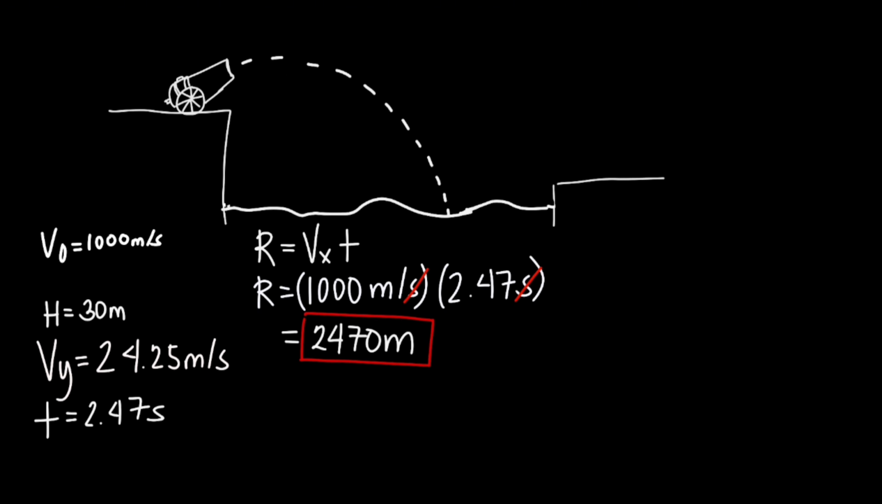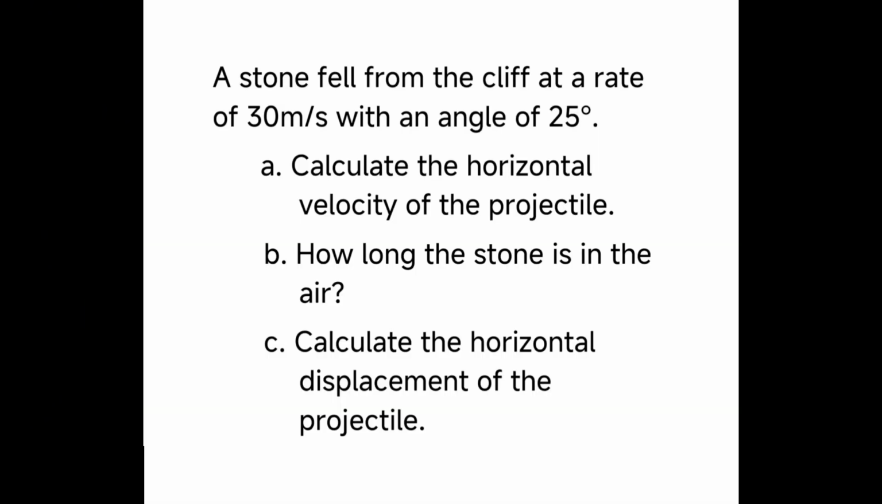Let's have another sample problem for horizontal projectile. The problem would be: a stone fell from the cliff at a rate of 30 meters per second with an angle of 25 degrees. The questions are, first, calculate the horizontal velocity of the projectile. Second is how long the stone is in the air. And the last question is calculate the horizontal displacement of the projectile.